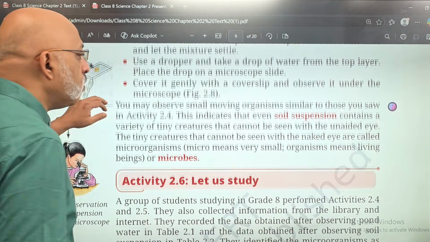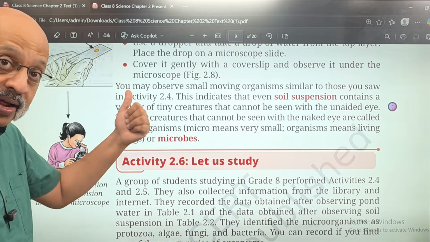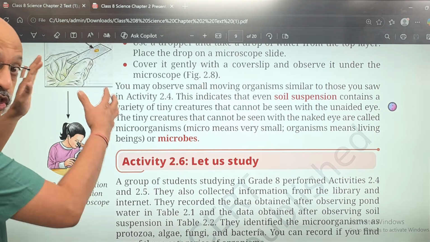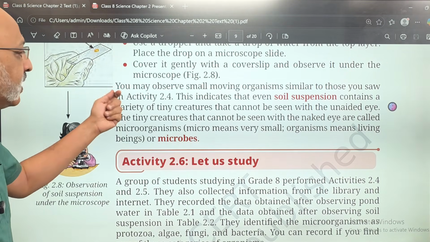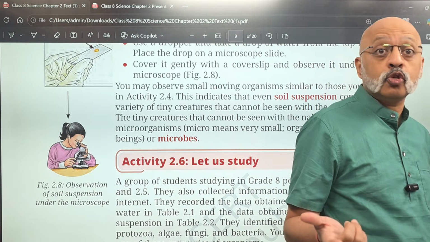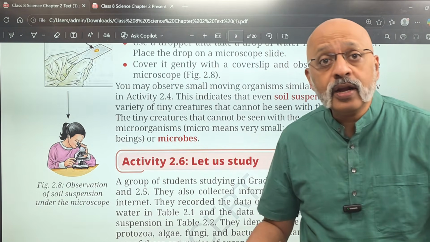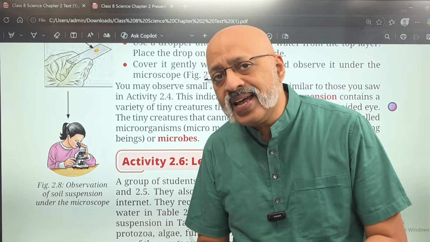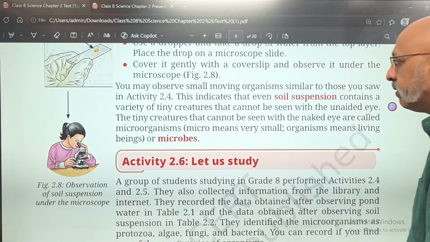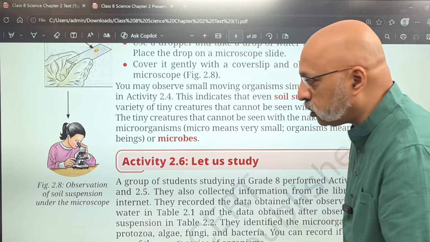You may observe small moving organisms similar to those you saw when you took water from the stagnant pond in the previous activity. This indicates that even soil suspension, that is soil mixed with water, contains a variety of tiny creatures. In fact, in class 7, we have studied in social science that earthworms, insects, and many other organisms in the soil do a lot of good work. So there are a variety of tiny creatures that cannot be seen with the unaided eye, that is, without the microscope.